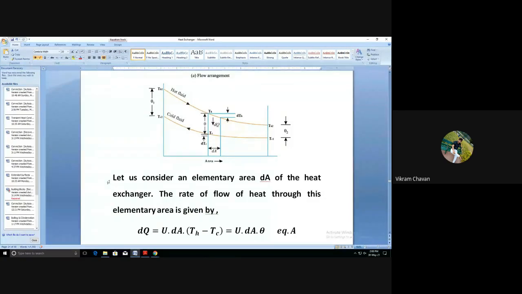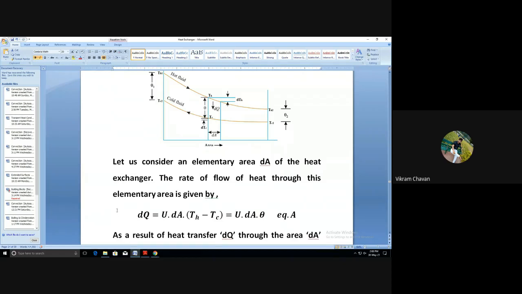The rate of flow of heat through this elementary area is given by dq is equal to u multiplied by dA multiplied by th minus tc, which is equal to u multiplied by dA multiplied by theta. Give this equation number A.